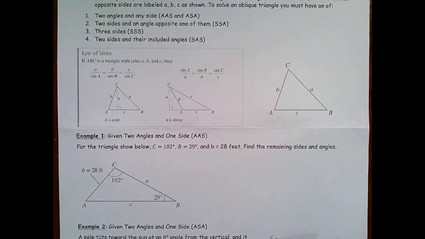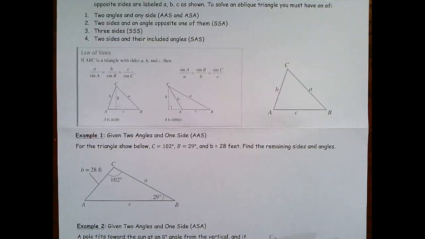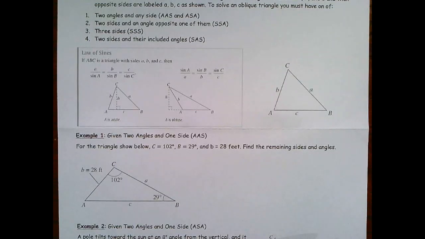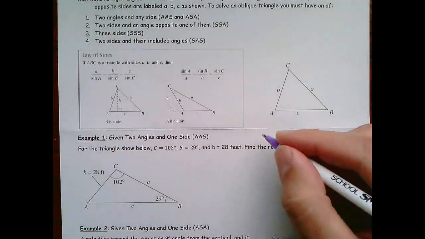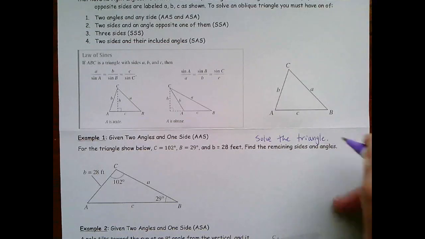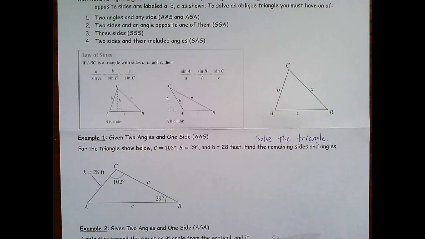In example one, it says for this triangle below, notice that angle C is 102 degrees, angle B is 29 degrees, and side B is 28 feet. Find the remaining sides and the angles, otherwise known as solve the triangle. If you wanted to write on the notes, this means the same thing as solve the triangle. So if you see that kind of direction, find all the angles, find all the sides.